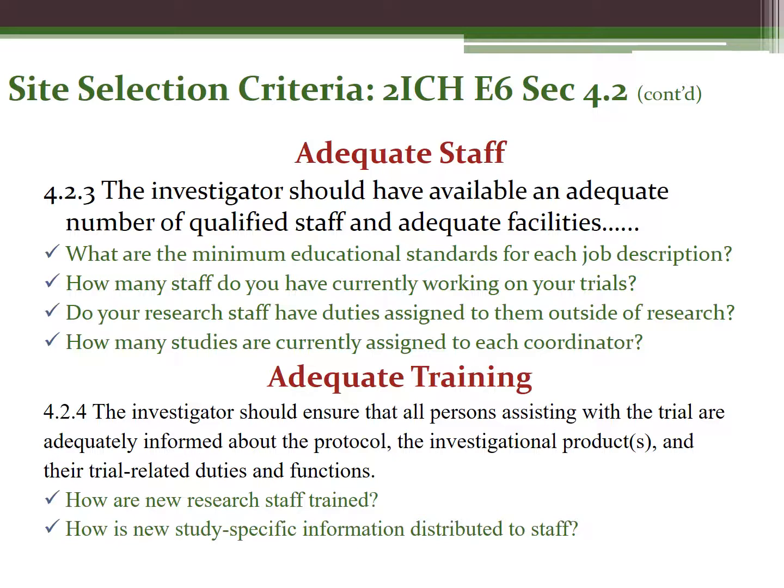How is new study-specific information distributed to staff? So if you have a clinic, and it's an outpatient clinic where treatments are administered, when a new protocol is initiated, how are those nurses and the phlebotomists and maybe the pharmacist trained on study-specific procedures, the protocol?